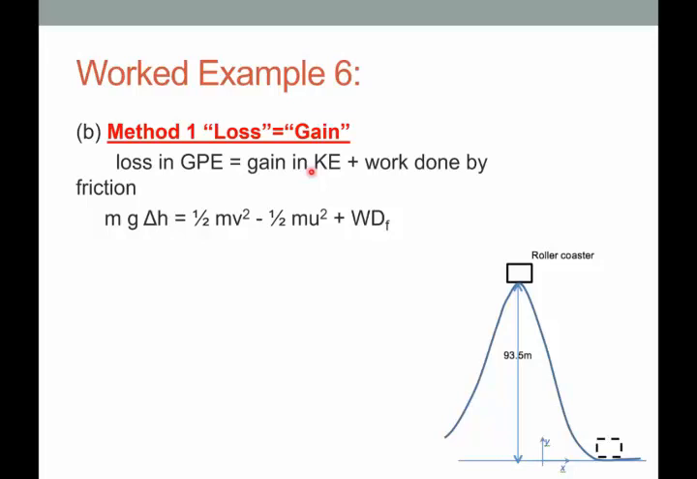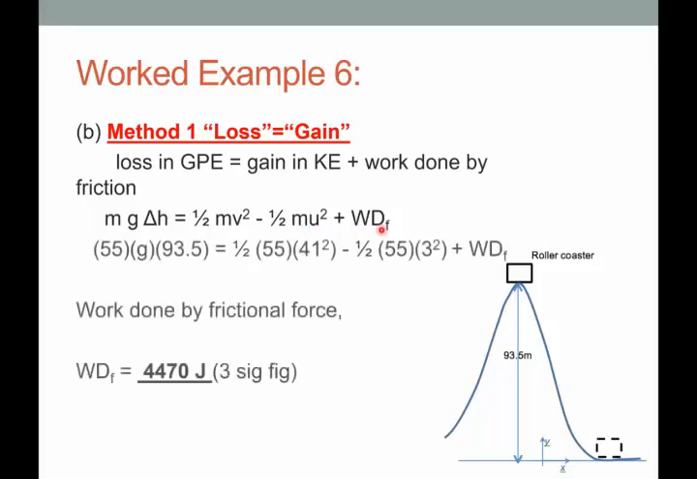Substituting in the appropriate formula, the loss in gravitational potential energy is mg delta h, and the gain in kinetic energy is the final kinetic energy minus the initial kinetic energy, and then plus the work done by friction. Substituting in the values, you can work out that the work done by friction is equal to 4470 joules to three significant figures.